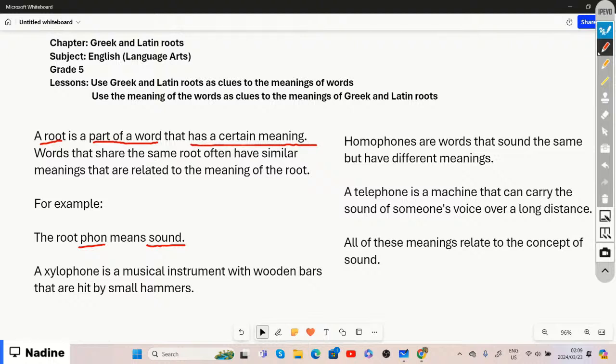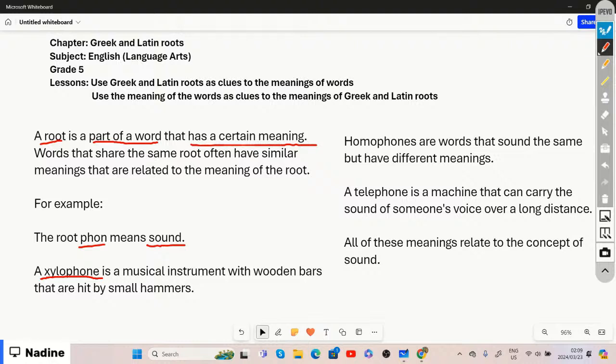For example, a xylophone. So xylophone, right? There we have our root, which is phone. Here we have phone in xylophone. It is a musical instrument with wooden bars that are hit by small hammers, right? So that is already one meaning that has the word phone in, right? And it's to do with sound because it's a musical instrument with wooden bars that you basically need to hit and it makes different sounds, right? That is a xylophone.